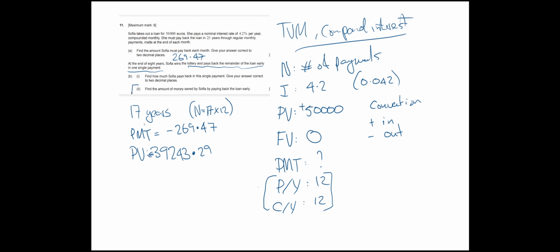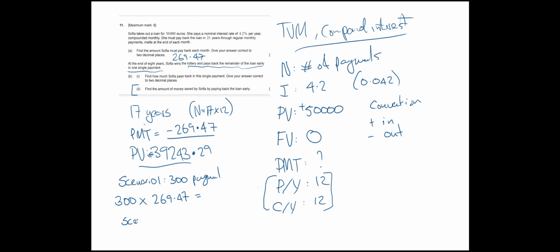Now part 2 is actually a little bit easier than you think. So we're just going to work out how much we pay out. So scenario 1 is if we paid everything over 300 payments of this 269.47. So this is going to be 300 times 269.47. So that's how much we're going to pay out.